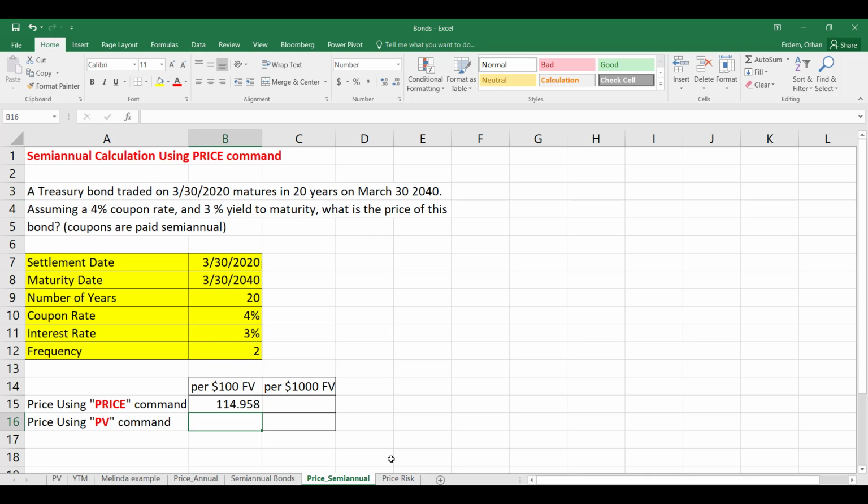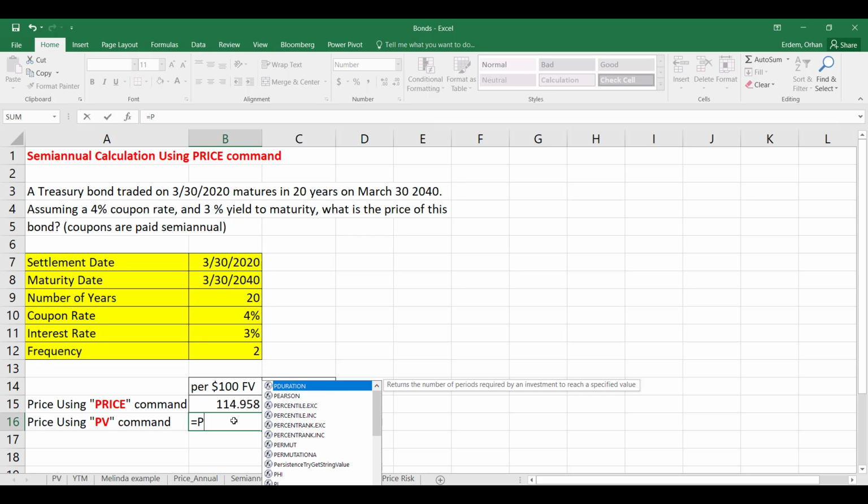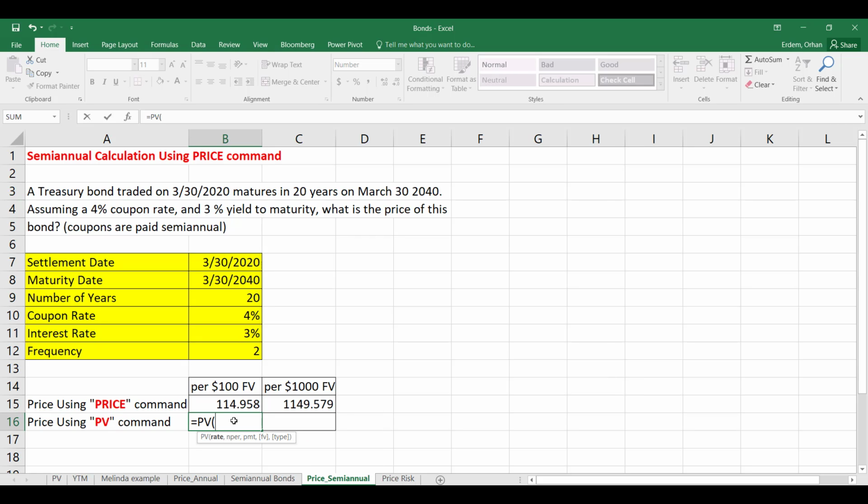If the face value is $100, this is the answer. This is the price of that bond. If it is $1,000, then you are supposed to multiply the price of this bond by 10, and you'll get the answer. Now let's solve the same thing with the PV command. In the PV command, you are supposed to do a couple of calculations while entering the inputs. Let's write the PV function.